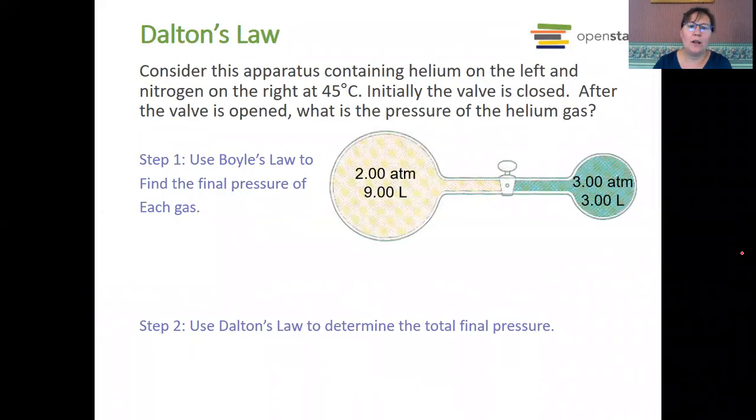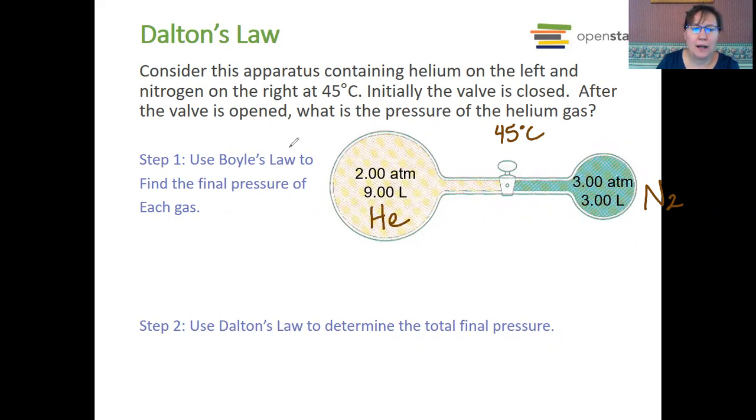Okay, so in this one, we have an apparatus and we have helium gas on, hang on. My annotation stuff is in the way. Okay, there we go. We have helium gas on the left, and we have nitrogen gas on the right. Okay, and we're all at 45 degrees Celsius. And it says initially the valve is closed. After the valve is opened, what is the pressure of the helium gas?